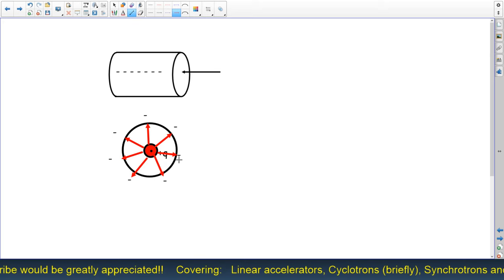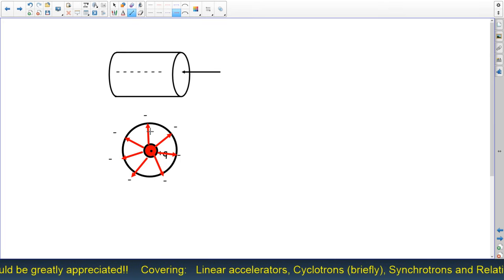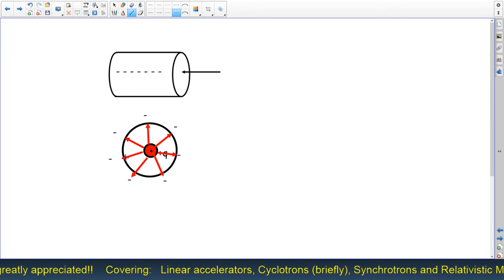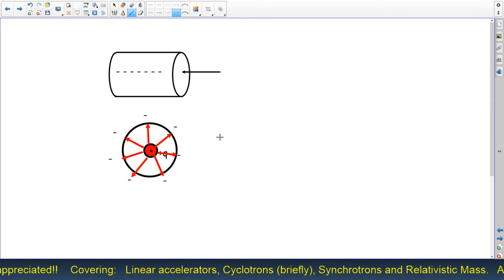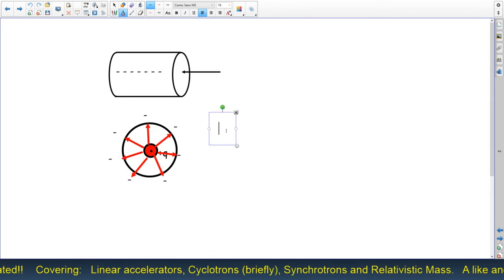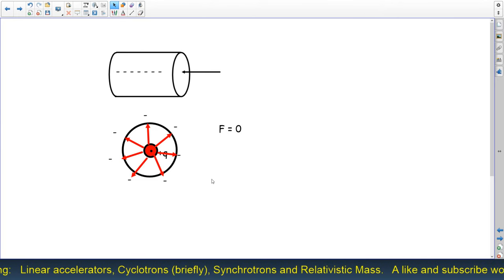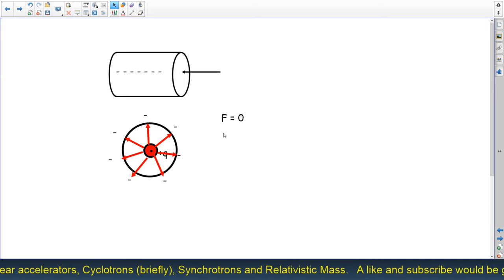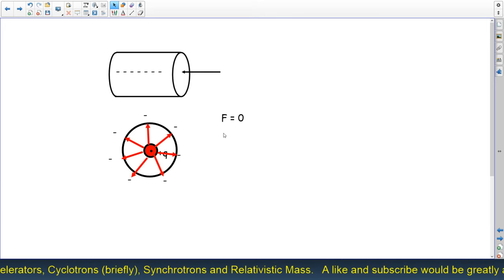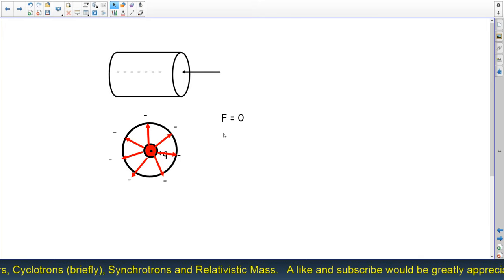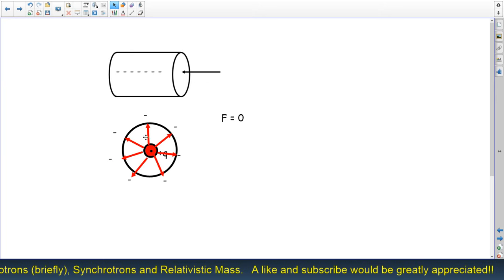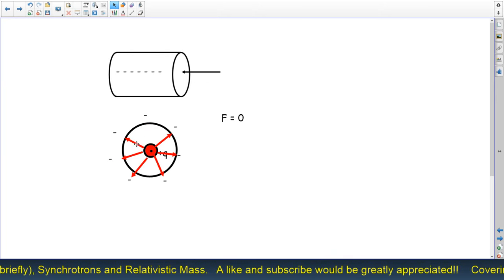And what happens is when we do the vector summation in any particular direction we like, the force one way cancels with the force the other way, and overall there is zero net force acting on my object as it travels through here. The result is that it's not speeding up, but it's equally not slowing down. It's just kind of drifting through. That's one way to put it.